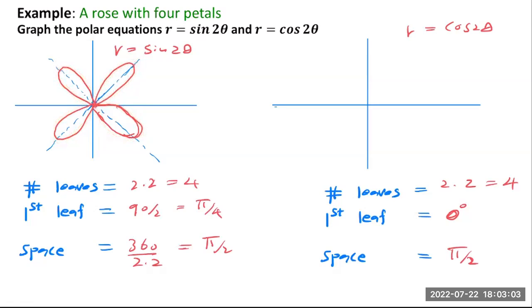Okay, now let's move to the cosine case, other graph. For the other graph, we know that the starting leaf is 0. So that means there's going to be a leaf on the polar axis, and space between two leaves is pi over 4. So I go pi over 4 from this leaf, I will land here. So second leaf will be here, and third leaf will be here, and the fourth leaf will be here. Altogether we have 4 leaves, as this suggests.